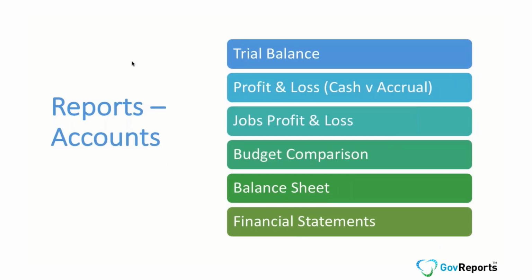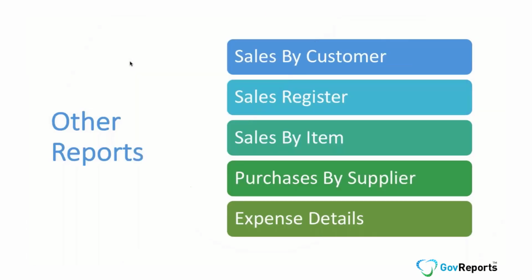We'll look at some various reports that you can use relating to the accounts, such as your jobs, profit and loss, your budget comparison report, your standard financial reports, such as your P&L and your balance sheet, and the financial statements. We'll look at other reports other than those relating to the accounts, things like the sales by customer, purchases by supplier, the sales register, the sales by item, and the expense detail report.